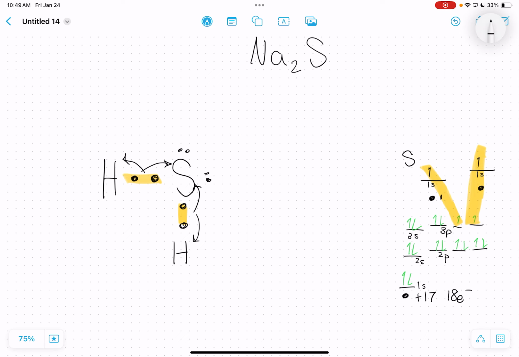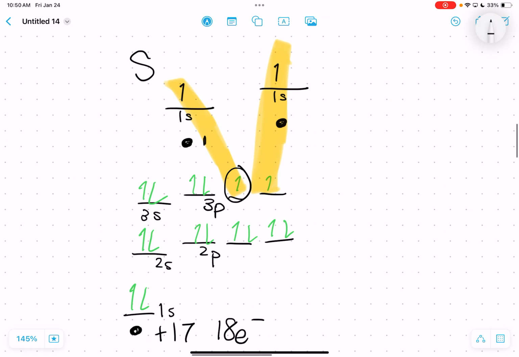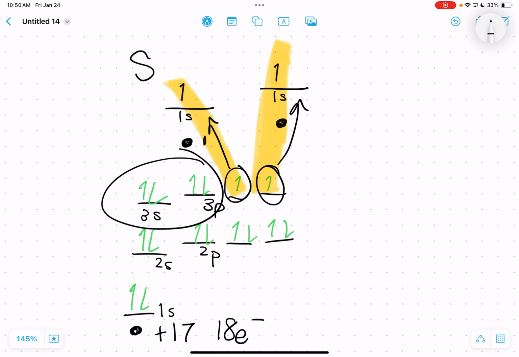Yep. So hydrogen's dot gets to be attracted to both nuclei, but none of sulfur's gets to be attracted? The one from sulfur, so this one gets to be attracted to this hydrogen, and this one gets to be attracted to this hydrogen, but those guys stay with sulfur.